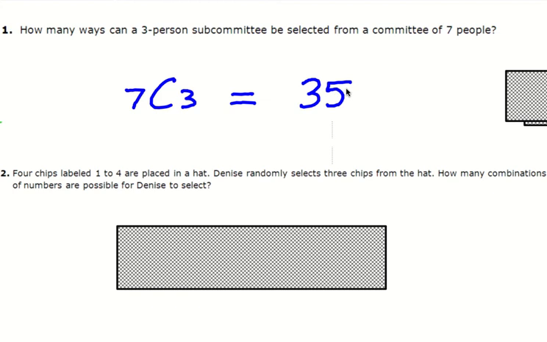7 choose 3 equals 35. Please pause the video and try all the others, not just number 2, but all the others, and see how you do.